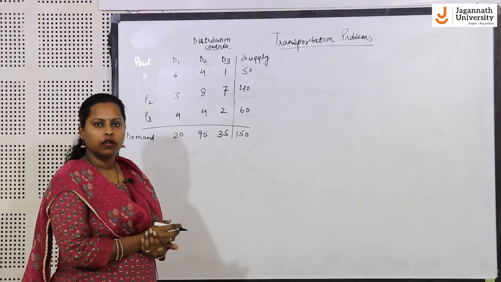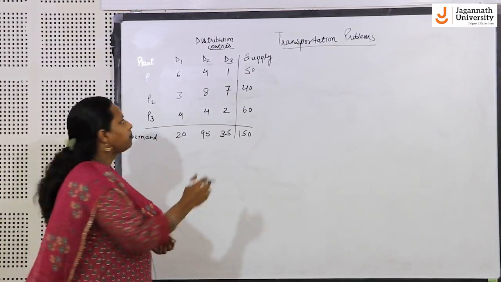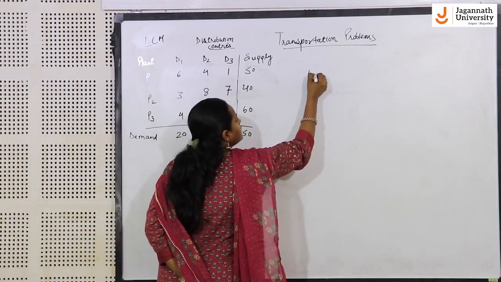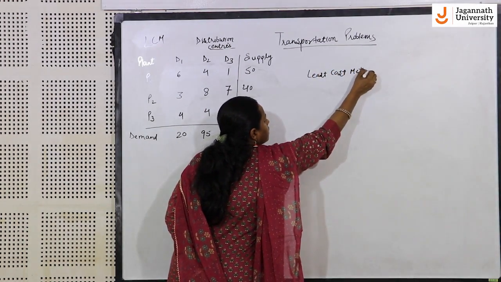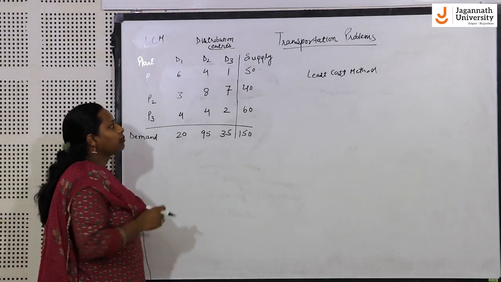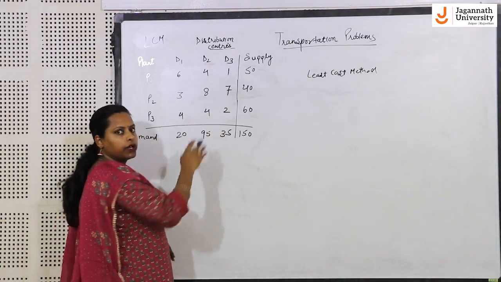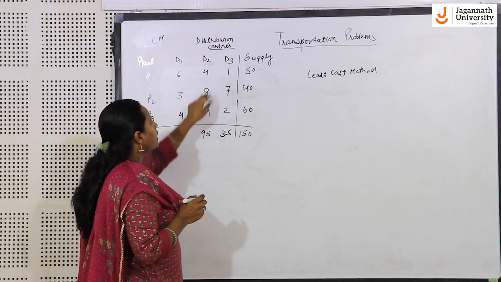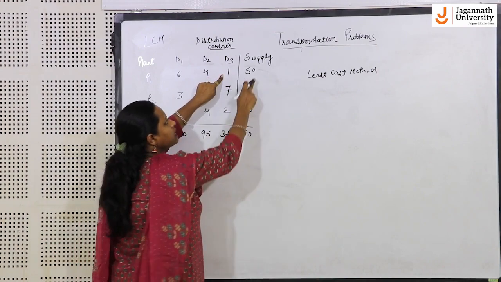So now we will solve the same problem with the LCM method, that is the Least Cost Method. Fine. So we will select the minimum cost from among all: 6, 4, 1, 3, 8, 7, 4, 4, 2. So 1 is the minimum number, the least cost. On this point, on 1, the demand is 35 and you can supply 50 units.